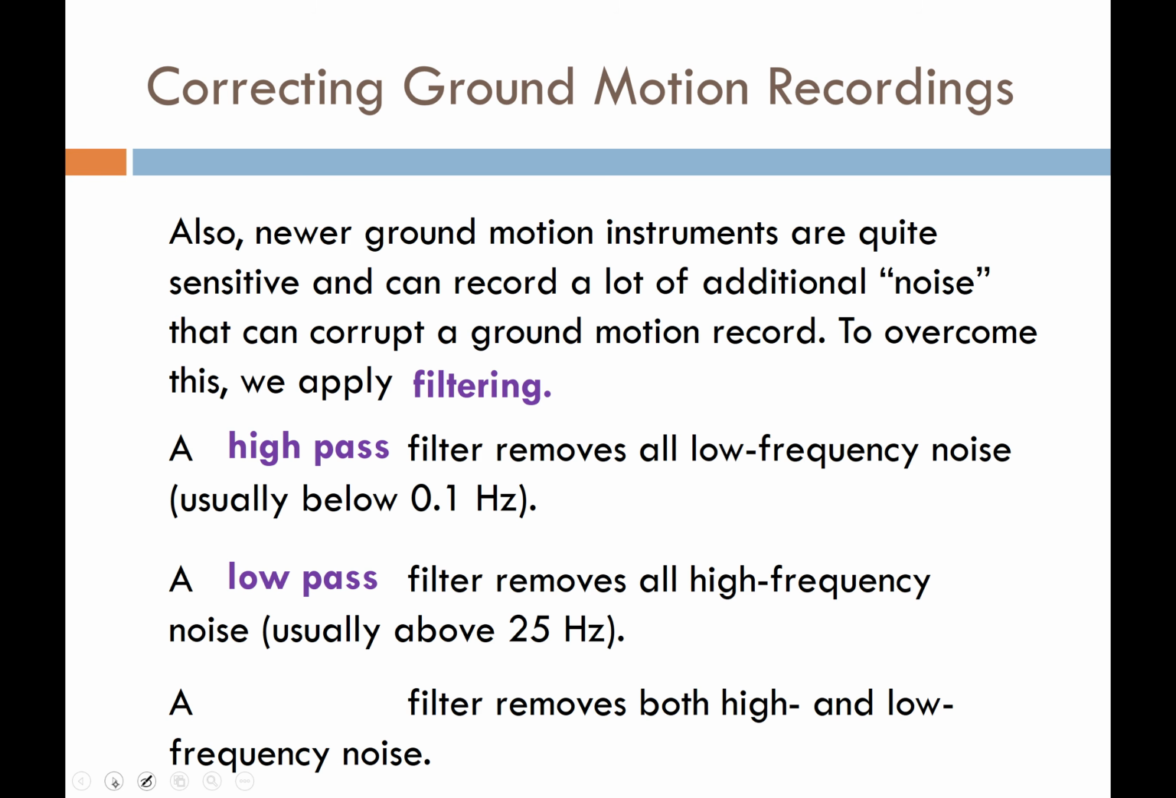Now, the most common type of filter is a band pass filter. So rather than filtering twice, all we do is we do a high pass and a low pass together, and we call that a band pass. So that's going to remove both the high and the low frequency noise, and we're only going to allow to pass the frequencies that we have observed or generally associated with actual ground motions from the earthquake.